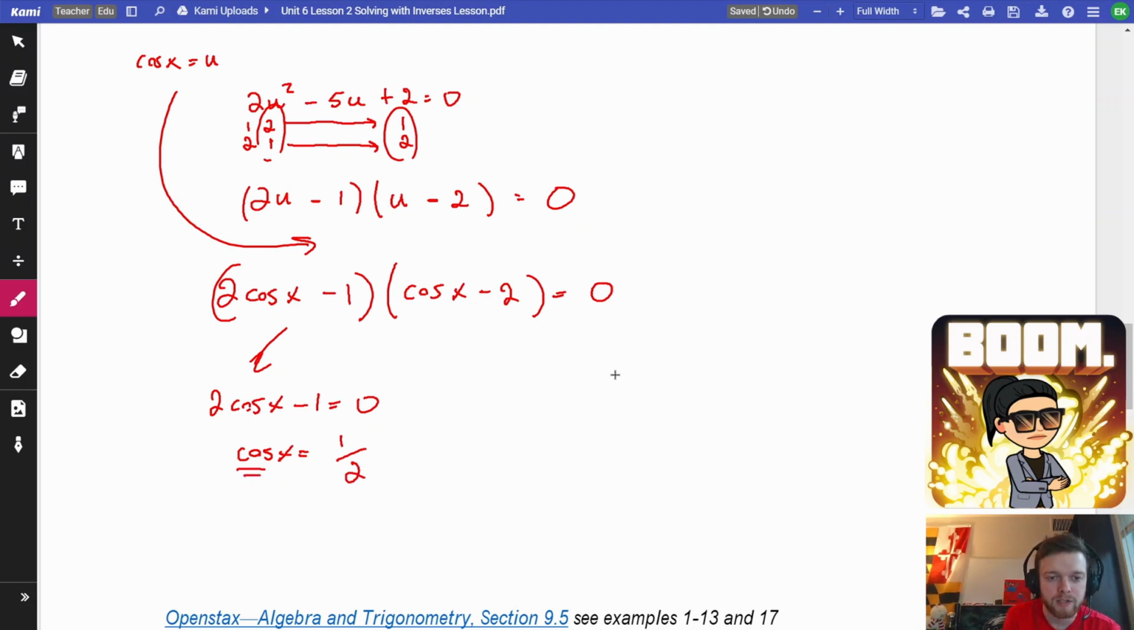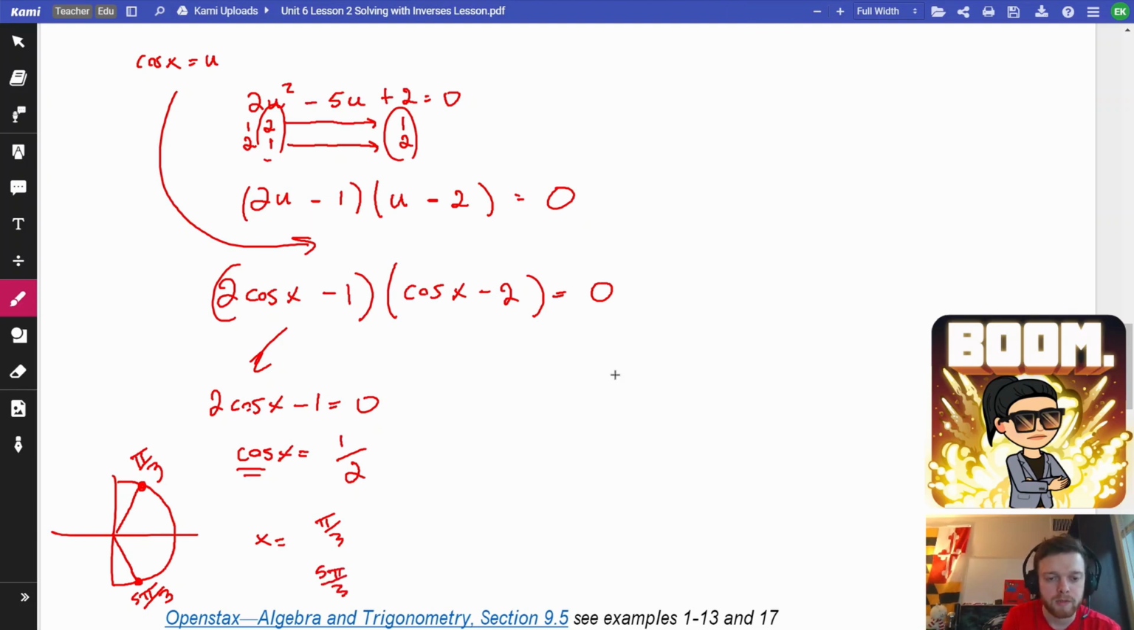When is the x coordinate equal to 1/2? That's going to be right here and right here. Pi over 3 and 5 pi over 3.